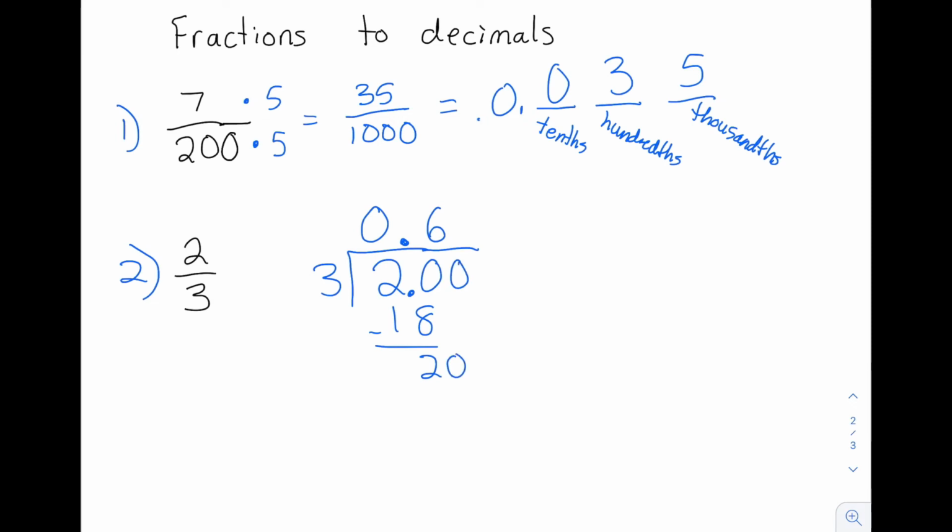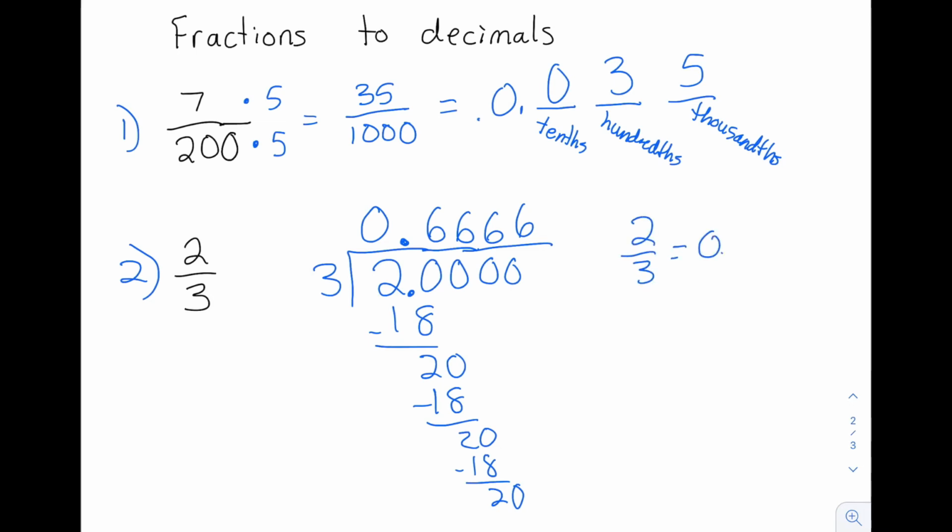And I end up in this pattern here where I am repeating. So as I keep adding on places, whenever I subtract, I get 2. And then I have 20, 3 goes into 20 6 times, and I end up seeing that I'll have a repeating decimal. So I can write this as 2/3 equals 0.66, and the bar will indicate that it's repeating.